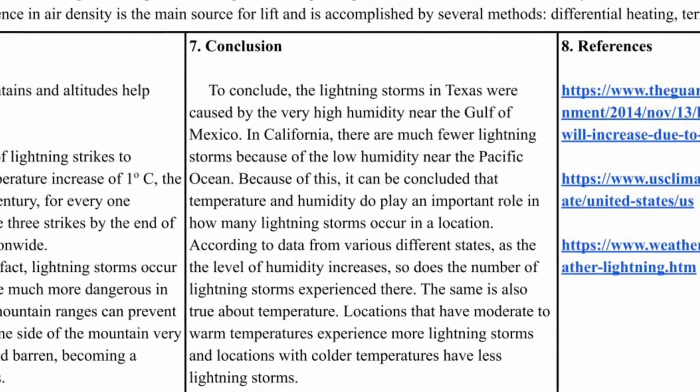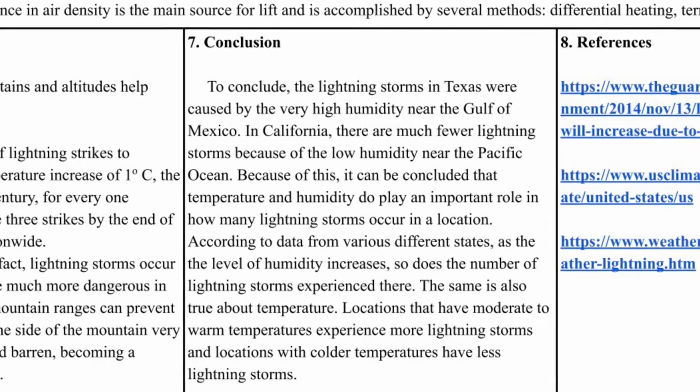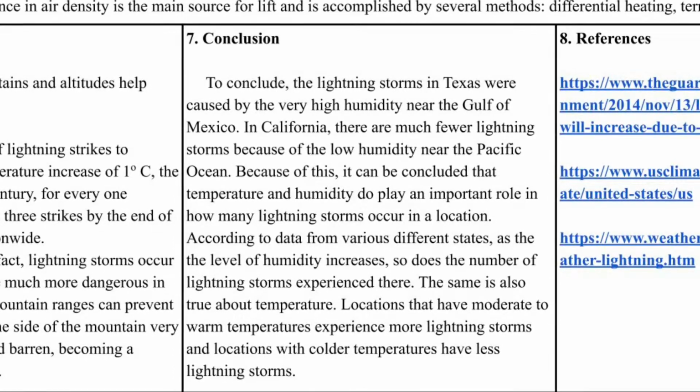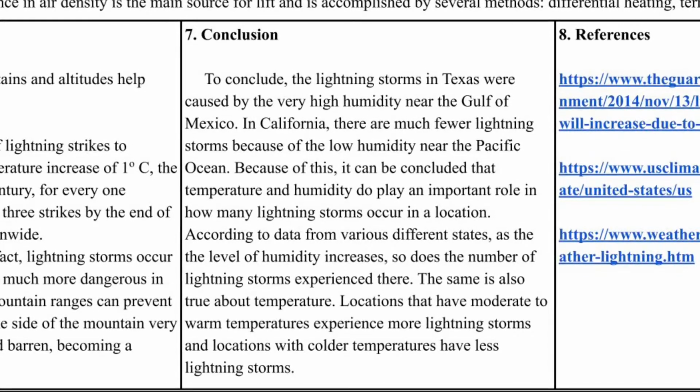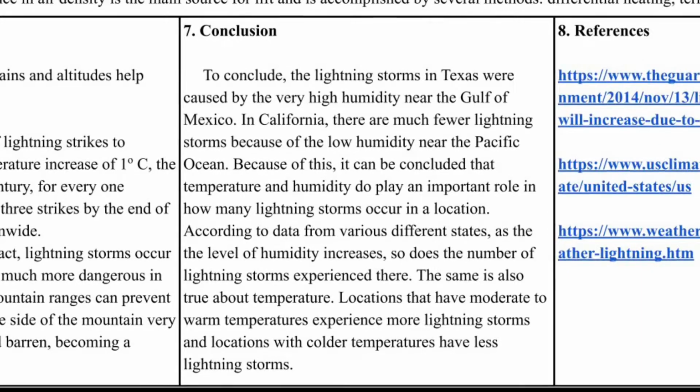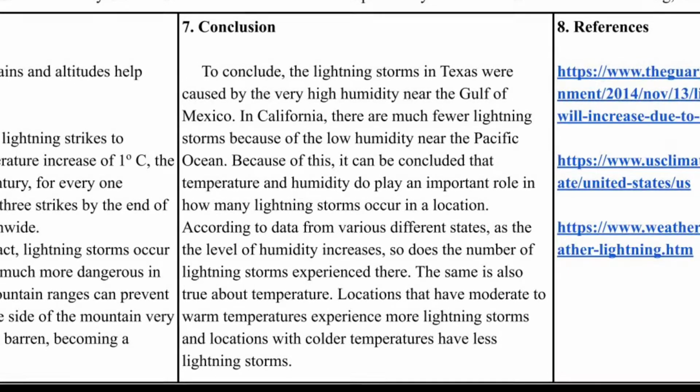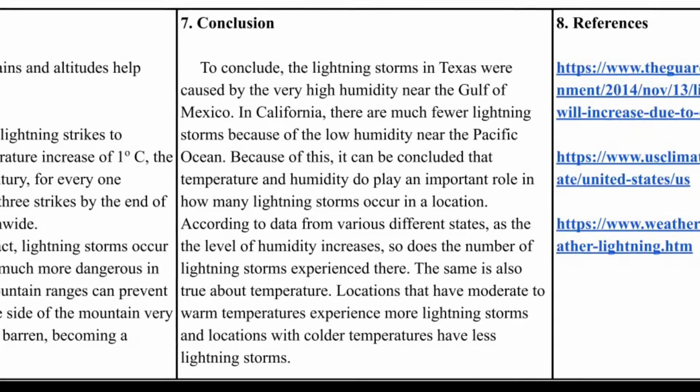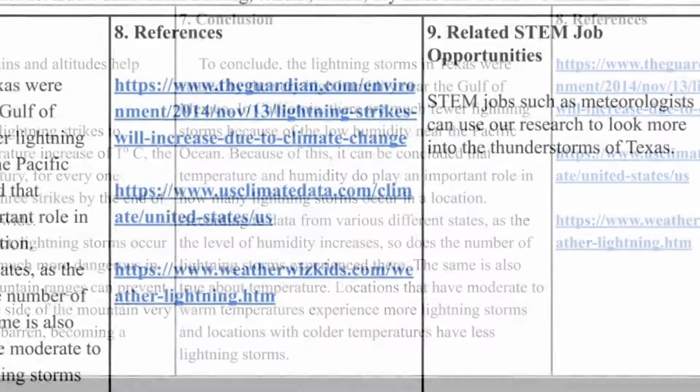According to data from various different states, as the level of humidity increases, so does the number of lightning storms experienced there. The same is also true about temperature. Locations that have moderate to warm temperatures experience more lightning storms, and locations with colder temperatures have fewer lightning storms.